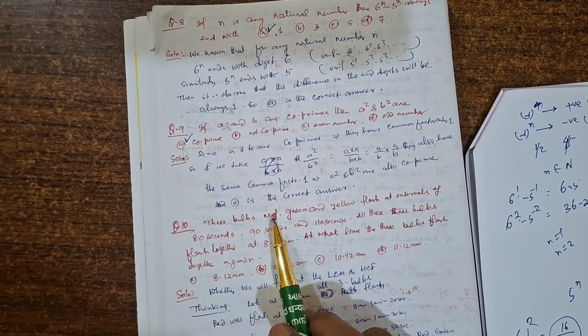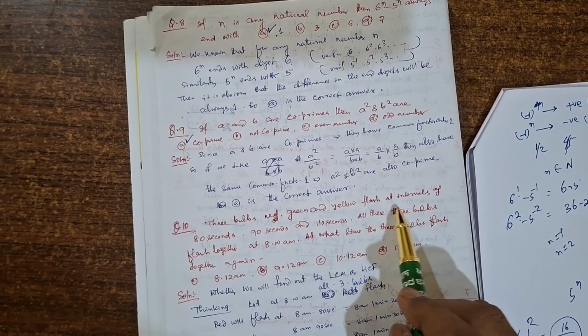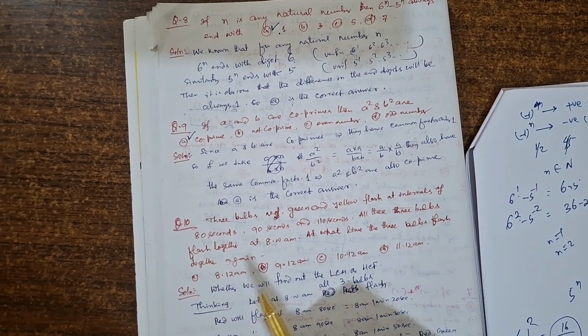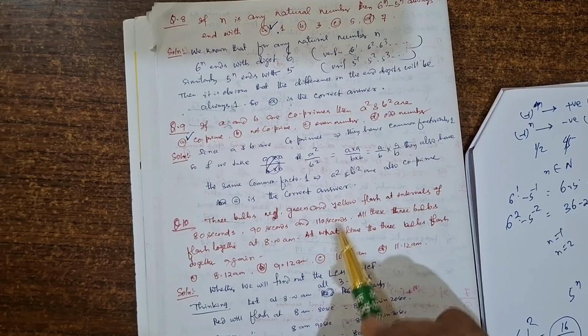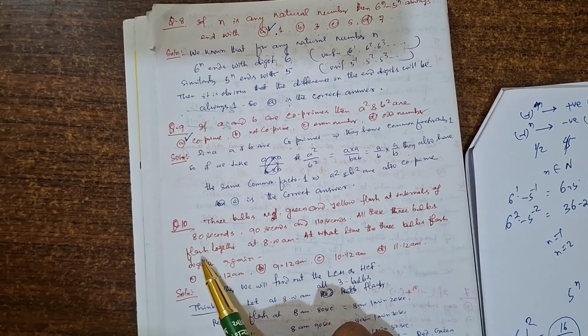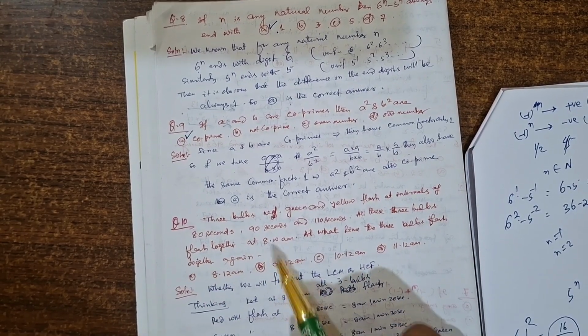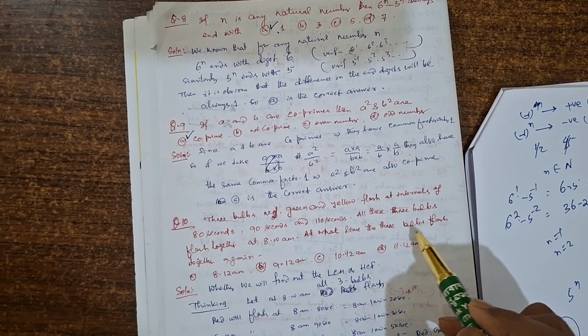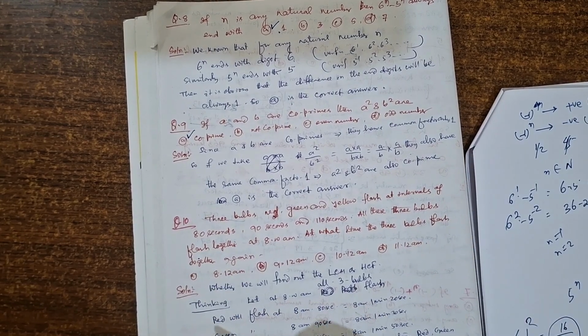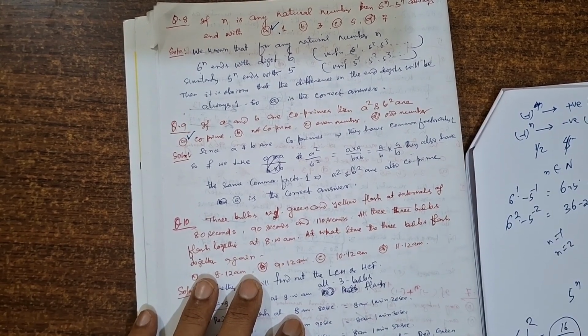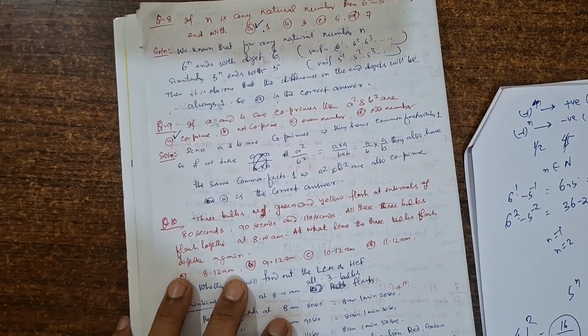Three bulbs, red, green and yellow, flash at intervals of 80 seconds, 90 seconds and 110 seconds. All these three bulbs flash together at 8 am. At what time will the three bulbs flash together again? It is a question of either finding the LCM or HCF.